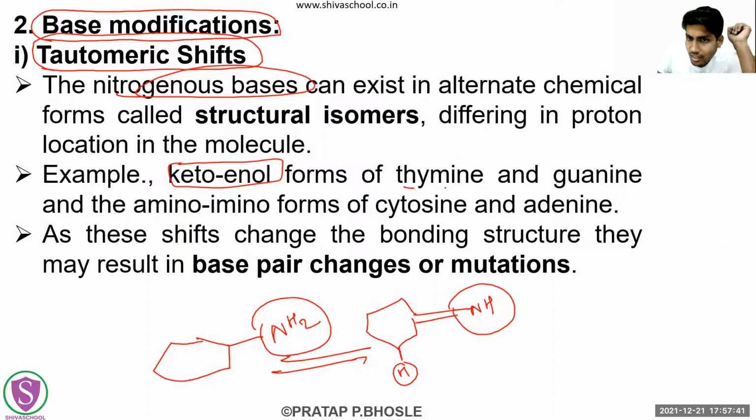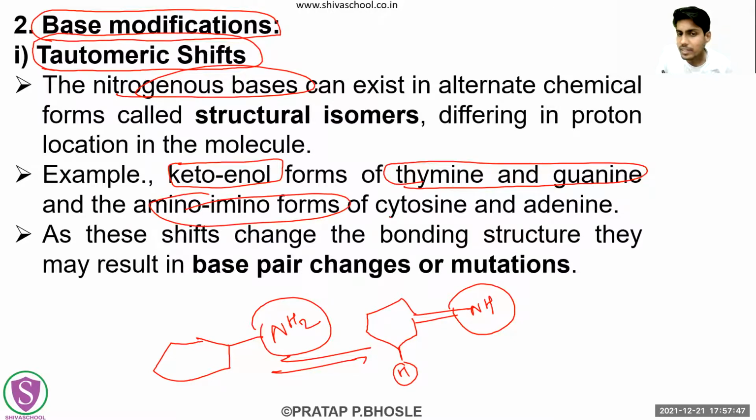So these are of what? Thymine and guanine. And the conversion of amino forms will be the case with cytosine and adenine. We can study that in detail with chemistry also. We do study it along with chemistry.